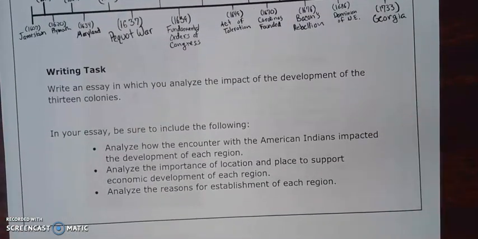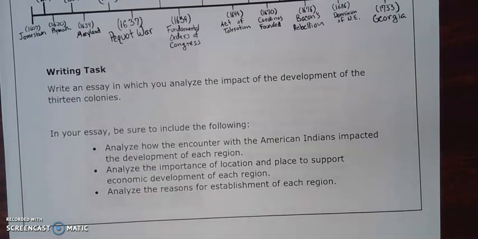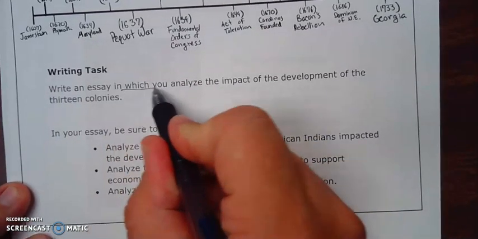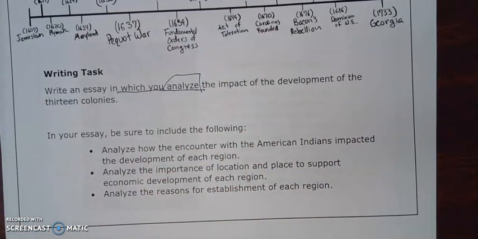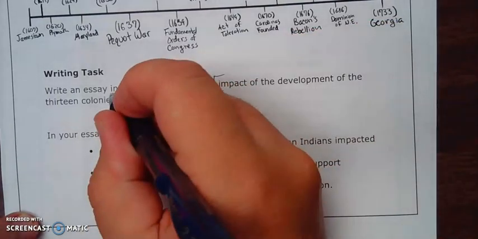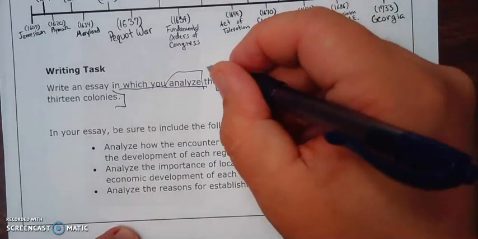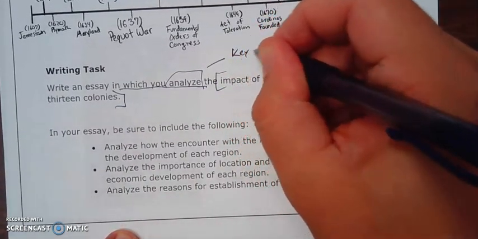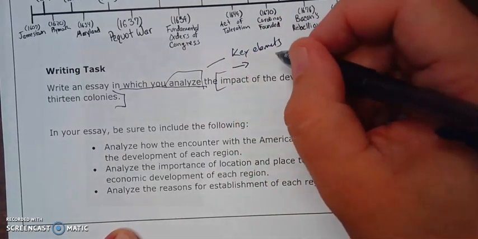Then right below that is the actual writing task. It's telling you: write an essay in which you analyze the impact of the development of the 13 colonies. So, here's that word analyze that jumps out to me right away as what I'm going to be asked to do. And then, here's the impact of the development of the 13 colonies. We'll get to that in a second. When I think of analyze, I'm thinking of key elements, also which elements are most important.